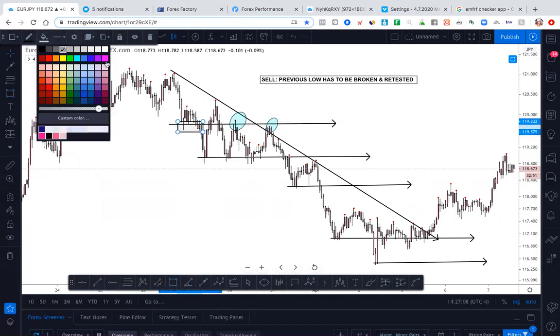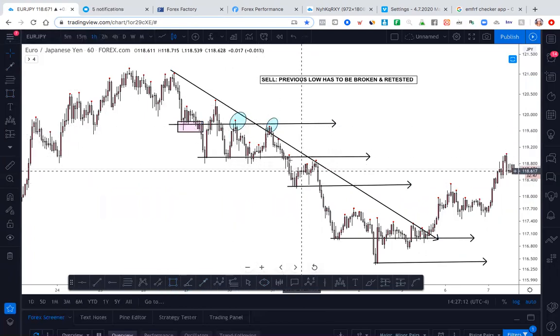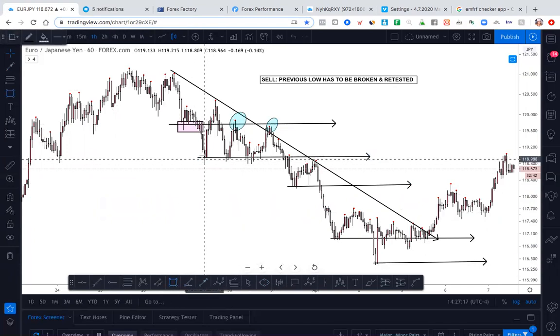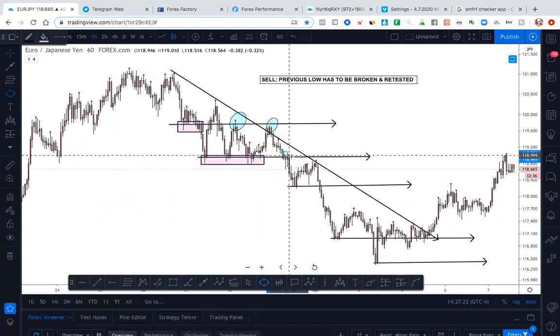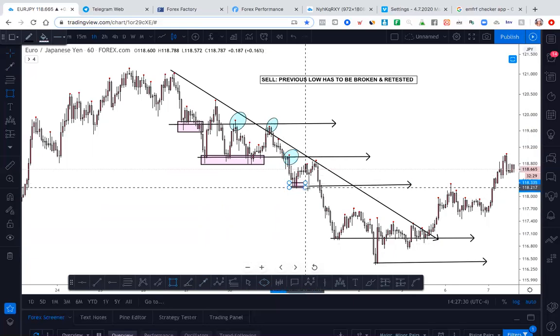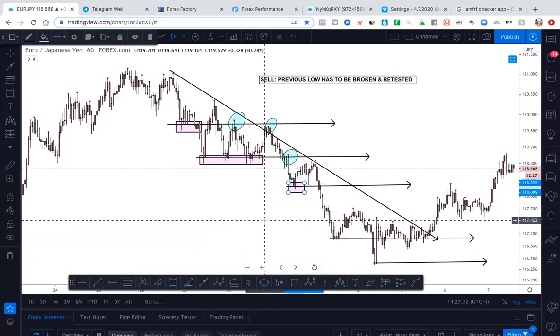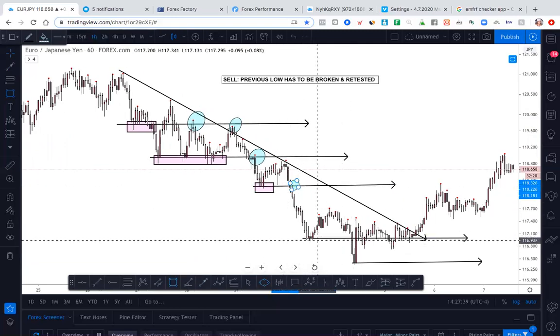If you want, you can just make it a color. And then the retest, I'm going to use an ellipse. You can see where this right here was the low used. These were the lows used to create this market structure. This was a retest of those lows. Now you have another low here, and there's a small retest, not as obvious, but this was the retest. You have your low here.